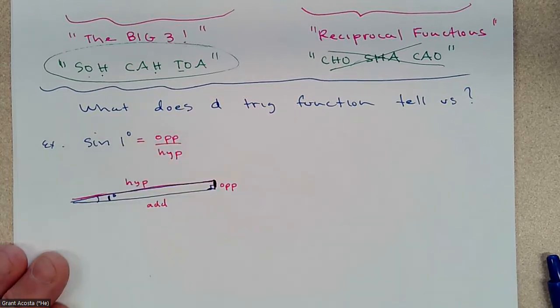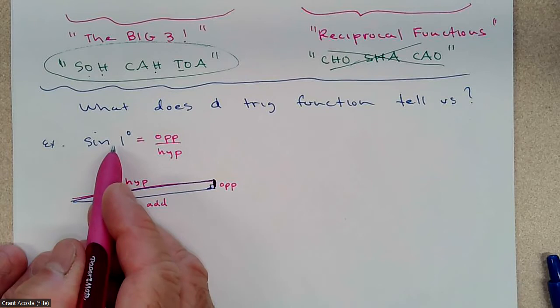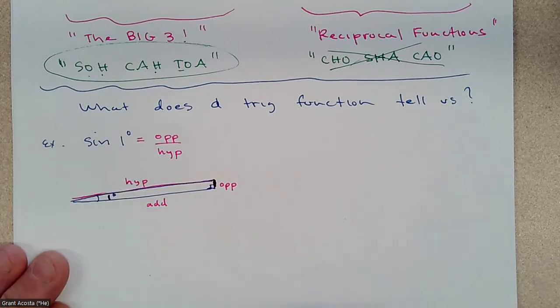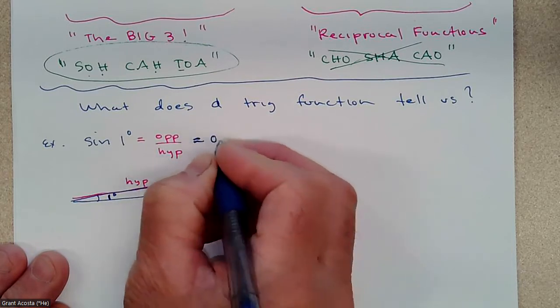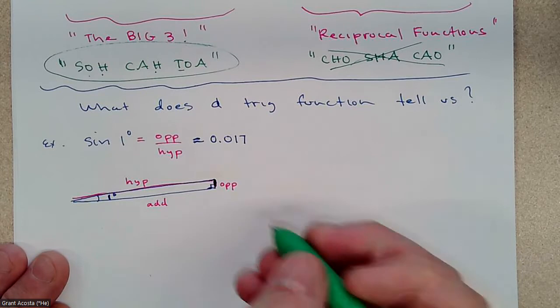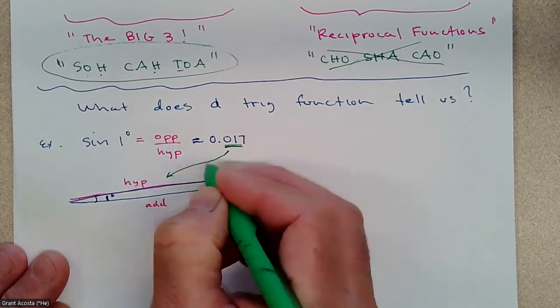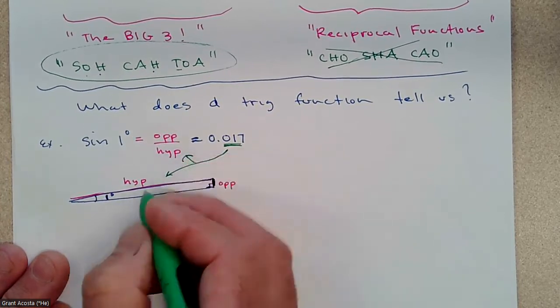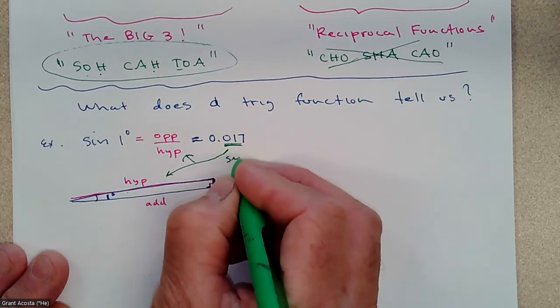Now, you're also probably aware that you have these functions on your calculator. If you have a calculator handy and you evaluate the sine of 1 degree, you will get approximately 0.017. The fact that this is small reflects the fact that, from this triangle, the ratio of the opposite and the hypotenuse is a very small number.